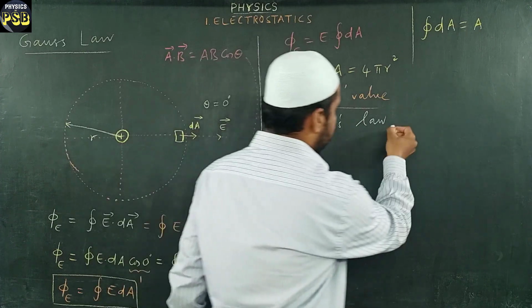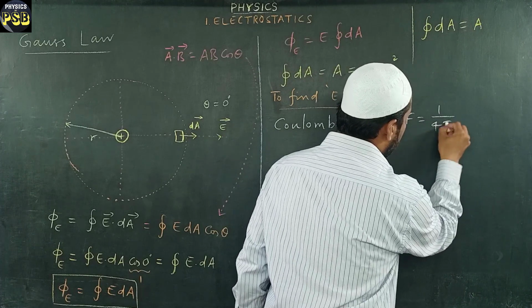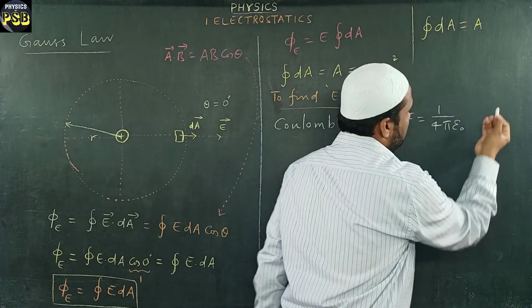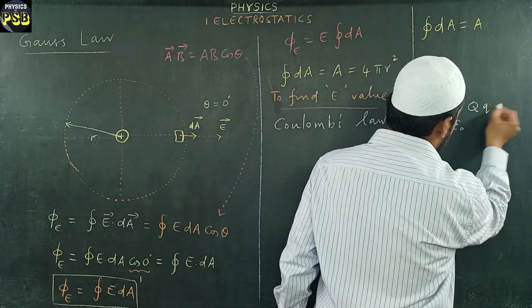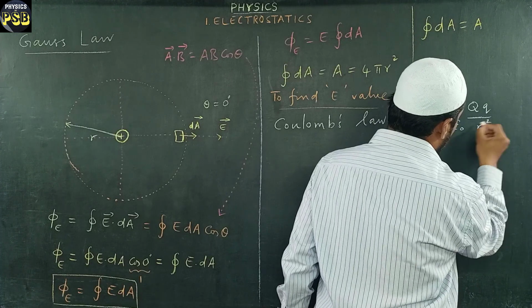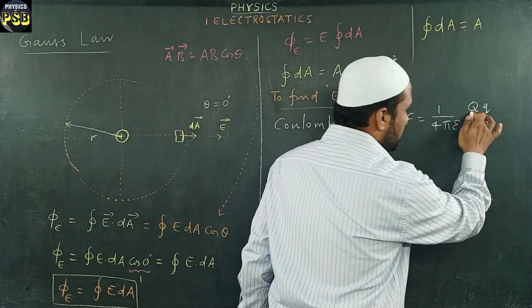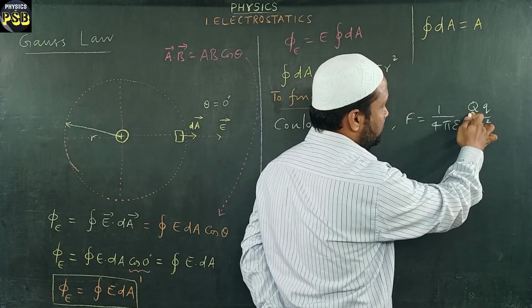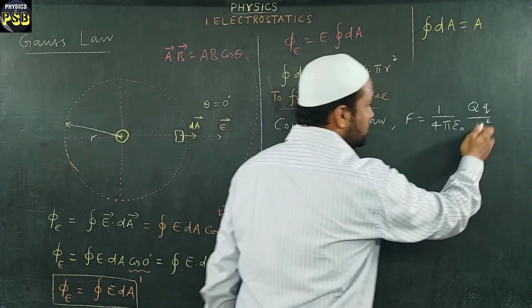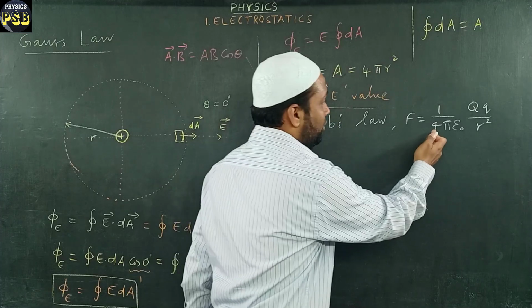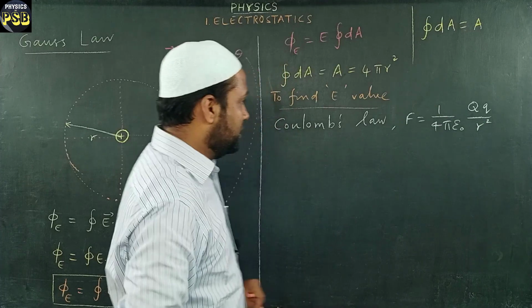Coulomb's law says that F equals 1 upon 4 pi epsilon naught, then Q into small q upon r squared. Here Q is the charge of one object, small q is the charge of another object, and r is the distance between these two charges, and 1 upon 4 pi epsilon naught is a proportionality constant. This we have learned earlier.